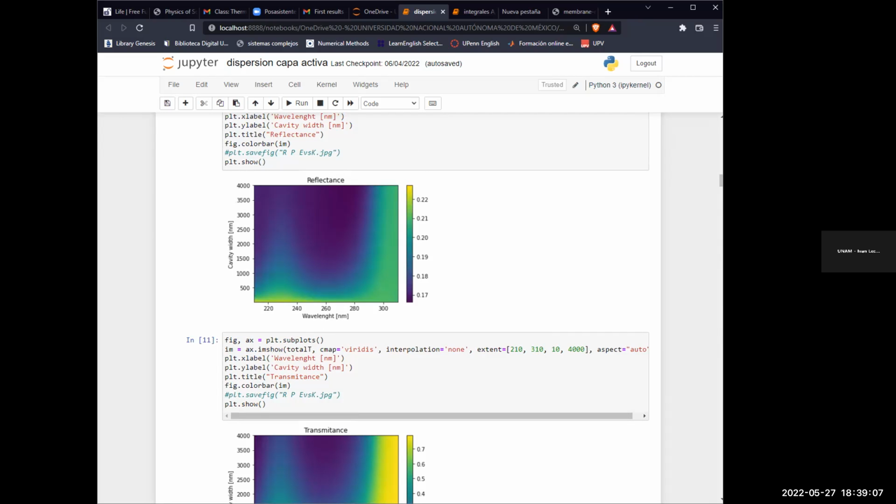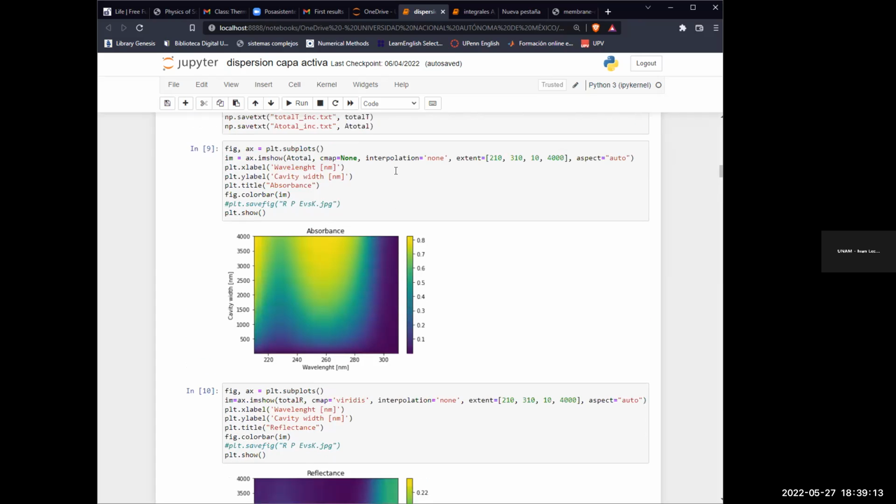Okay, so to make a quantitative measure of these graphs, I did the integration of absorbance in this region of 250 nanometers to 280. So I want to show them.